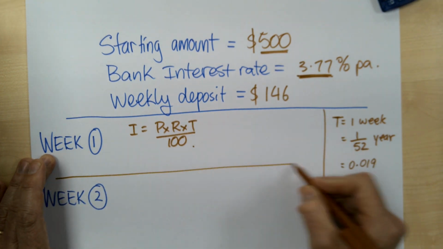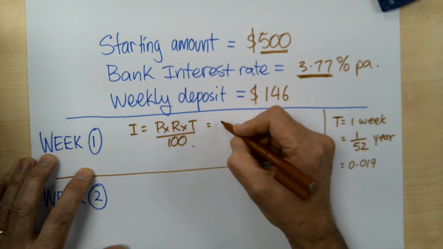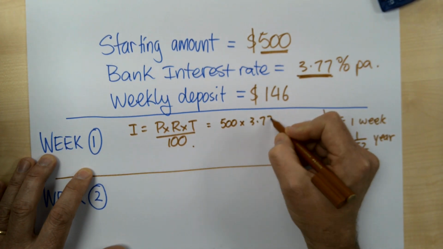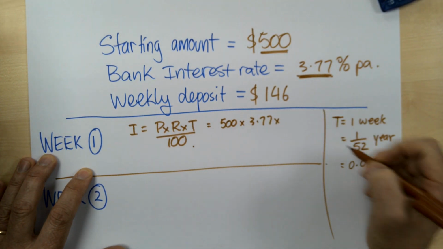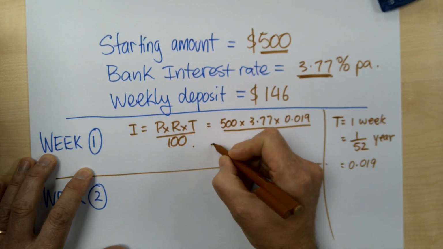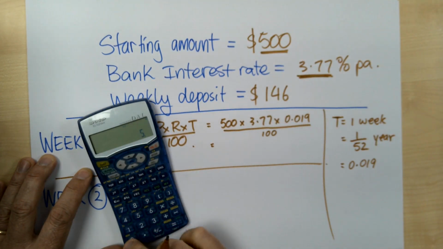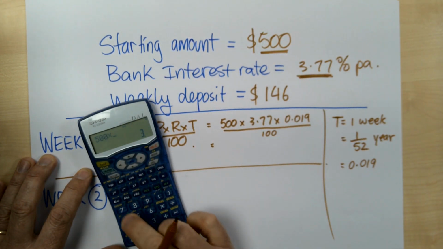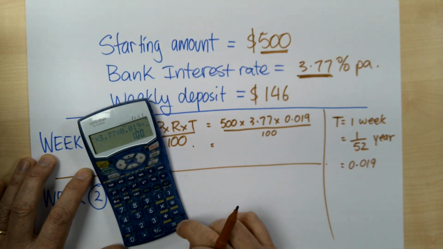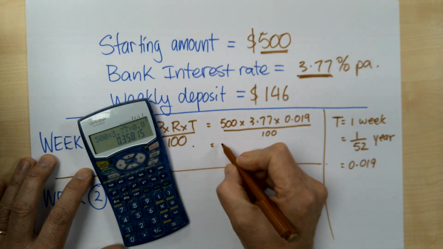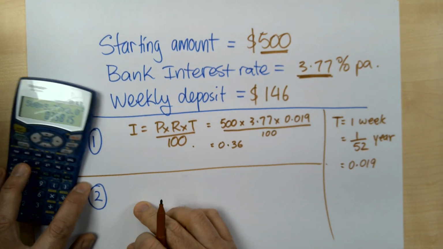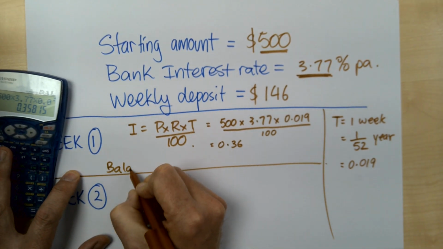All right, so for week 1, this is what's going on. We've got P is 500 times the rate, which is 3.77, times time, which is 0.019 over 100. So we got 500 times 3.77 times 0.019 divided by 100. All right, so that just round to 2 decimal places. That's $0.36. Now, what we need to know though is the balance at the end of the week.